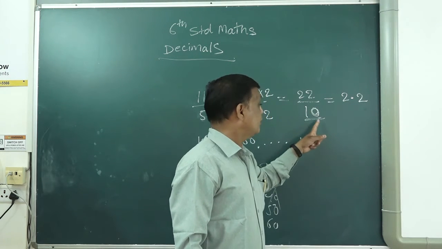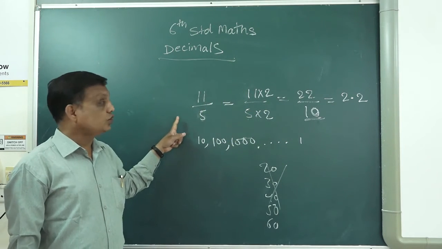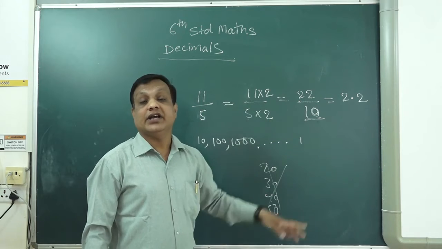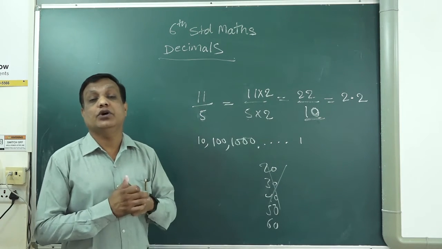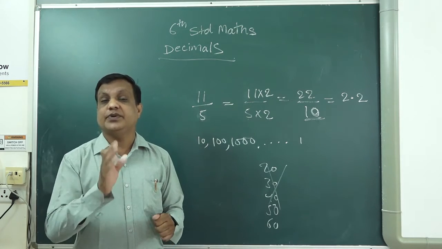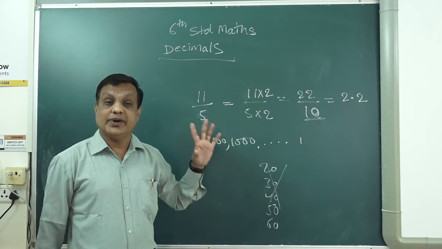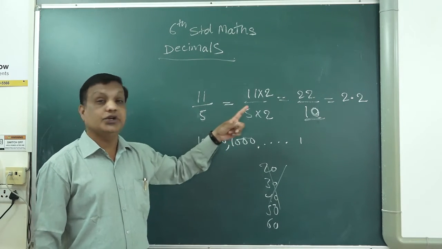Understand? Here what we did? We converted 11 upon 5 into 22 upon 10. Why did we convert 11 upon 5 to 22 upon 10? Because to convert any fraction we require the denominator to be 10, 100, 1000, 10,000, and so on. If that number is there, then only are we going to convert.